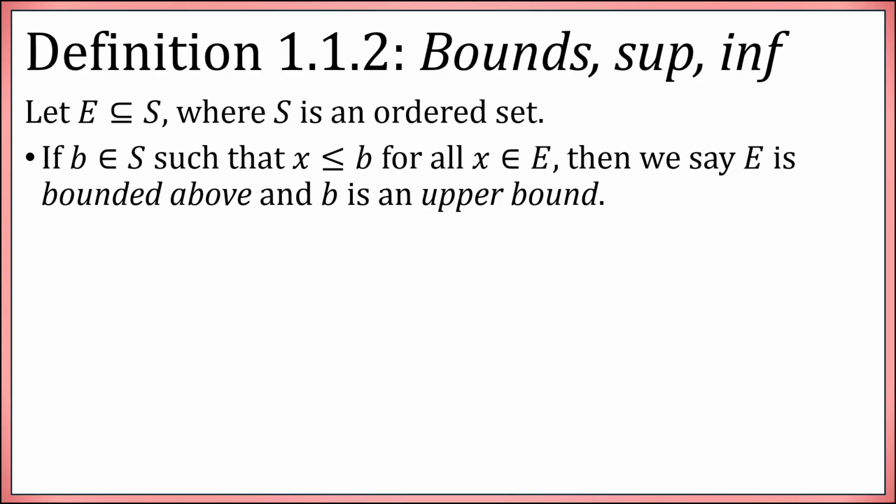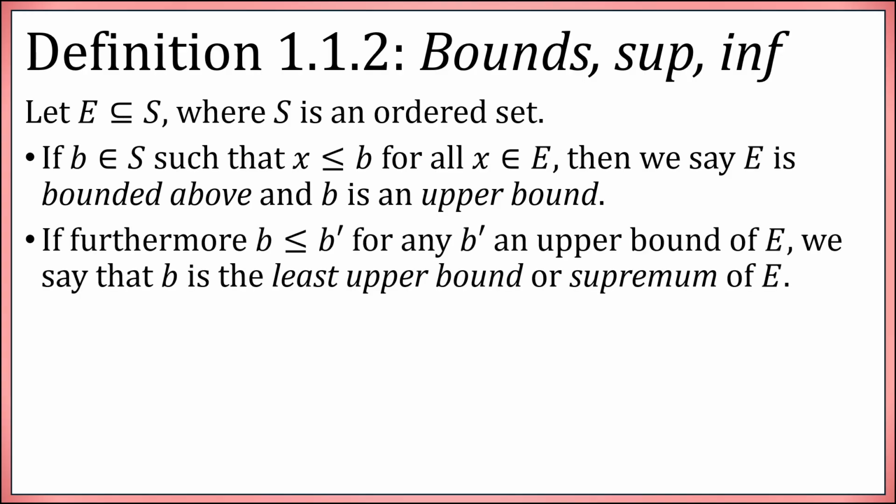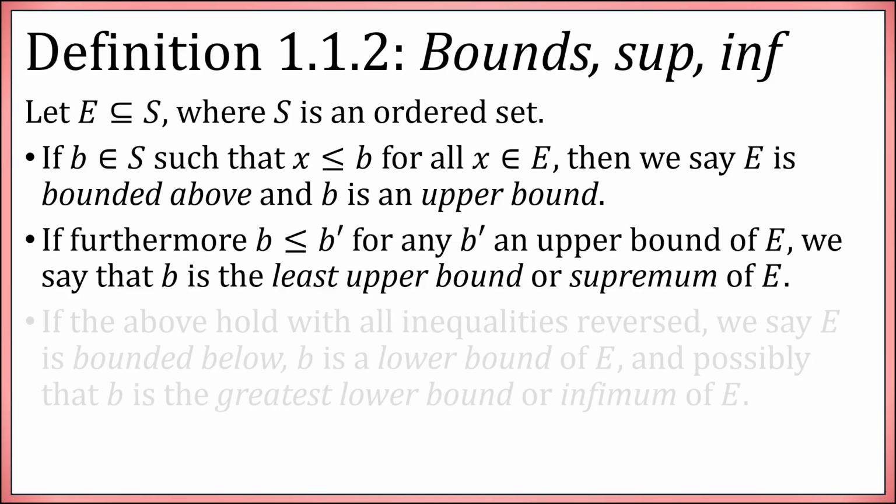This number b is called an upper bound of the set. Furthermore, if we assume that anything that happens to be an upper bound is bigger than or equal to b, so b is an upper bound, but any upper bound is at least that big, then we say that b is the least upper bound of the set. So of all of the upper bounds, it's the smallest, and this is called the supremum. It's an upper bound, and it's the smallest possible upper bound.